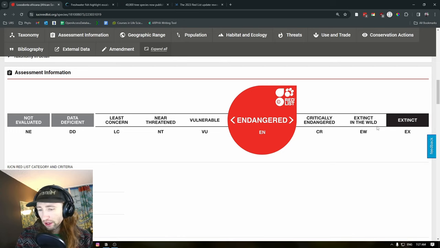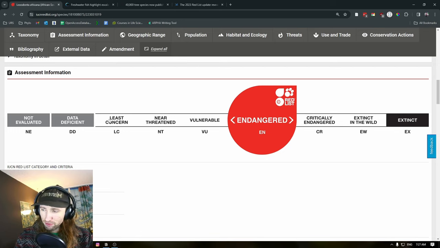So these are all of the categories of the IUCN that are used. Not evaluated means it's not evaluated. Data deficient just means that we don't really have enough data to make good claims about this species. A lot of taxa are data deficient. Least concern is what we'd expect. This animal's of very, very least concern.